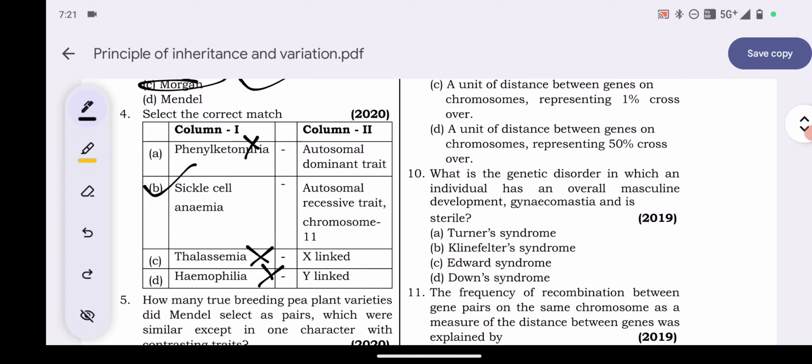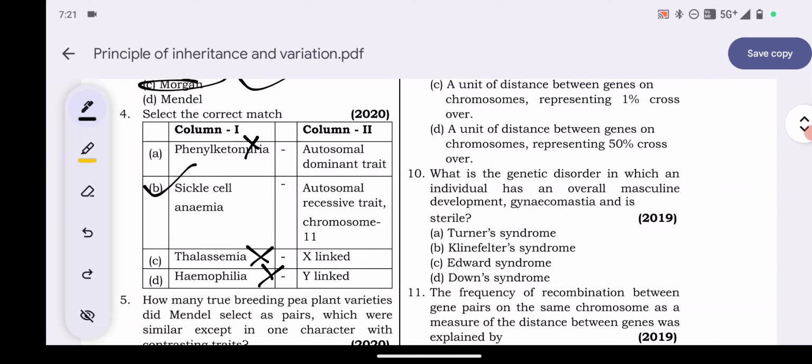Next question number 9. What map unit, that is centimorgan, is adapted in the construction of genetic map? A, a unit of distance between two expressed genes representing 10% crossing over; B, a unit of distance between two expressed genes representing 100% crossing over; C, a unit of distance between genes and chromosomes representing 1% crossing over; and option D, a unit of distance between genes and chromosomes representing 50% crossing over. So here the answer will be option number C, a unit of distance between genes and chromosomes representing 1% of crossing over.